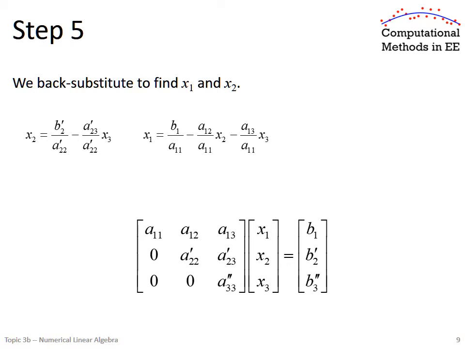Then once we have x3, now we can go to the second equation and easily calculate x2. After that, we now have values for x3 and x2. We can then go back to the first equation and calculate x1. This process is called back substitution, and it's very easy once you have an upper triangular matrix.